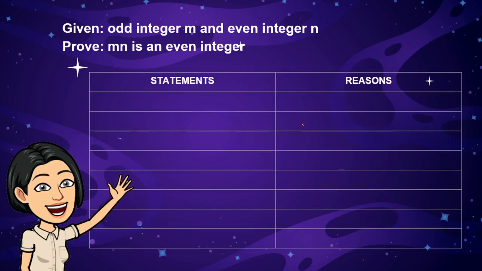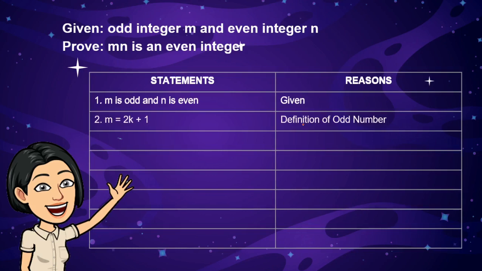So, we will write down our statements on the left side and then we will provide our reasons on the right side. Okay? So, ano ulit ang sabi? We always start with the given. Sabi, we have m is odd and n is even. Ang reason? Given. Yun na yung binigay sa atin, kaya yun na yun. That's enough reason. So, number 2, we represent. If m is odd, then m is equal to 2k plus 1. Ang reason nito, this is the definition of an odd number. Okay? By definition na siya.